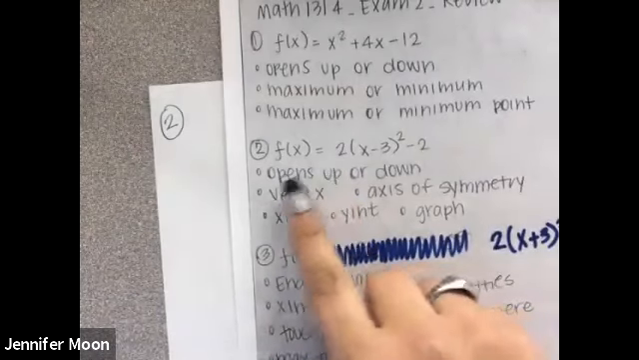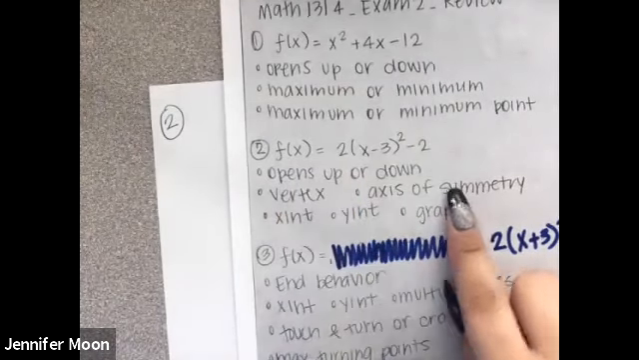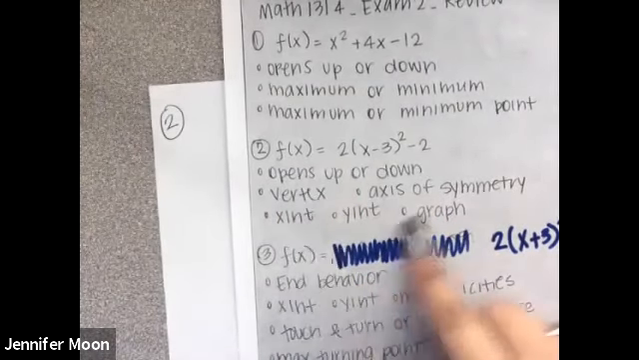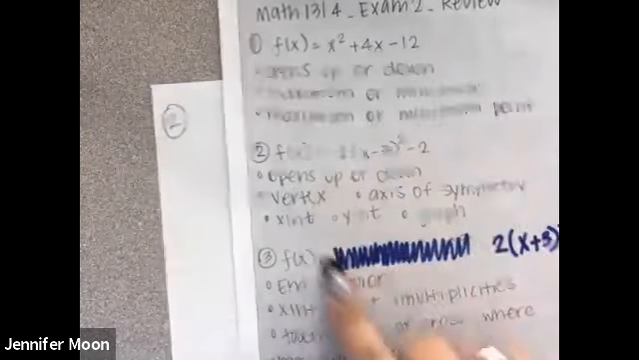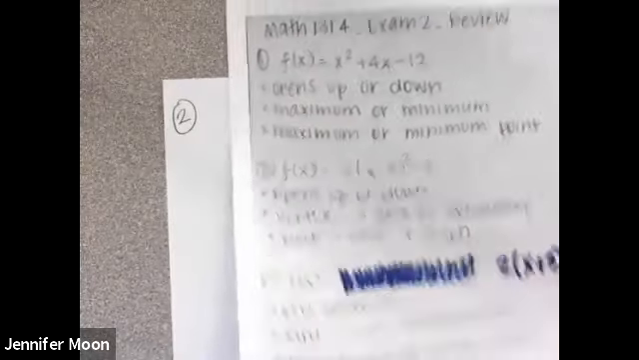See, way better pencil. Problem 2 has a list of things that I'm finding. It says that I need to know whether or not it opens up or down. I need to find the vertex, the axis of symmetry, the X-intercept, the Y-intercept, and graph it. So that's a very involved problem, right? But hopefully that's not intimidating to you.